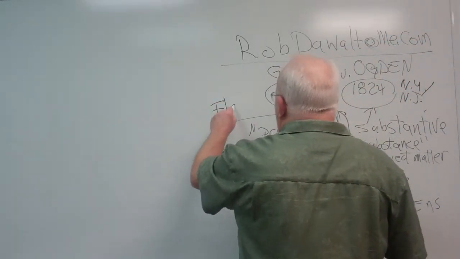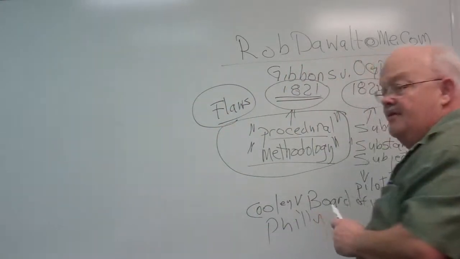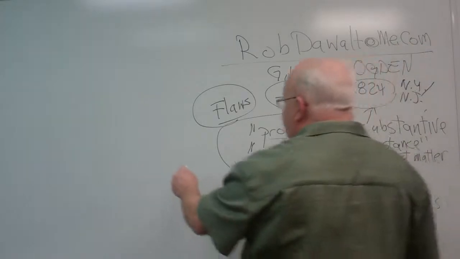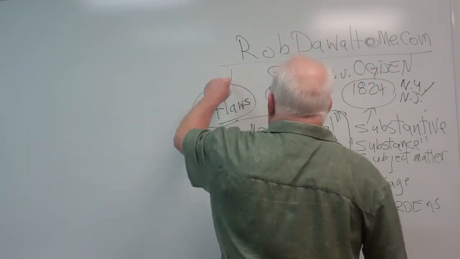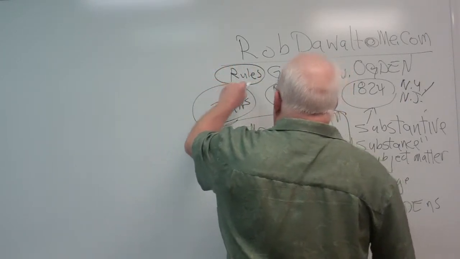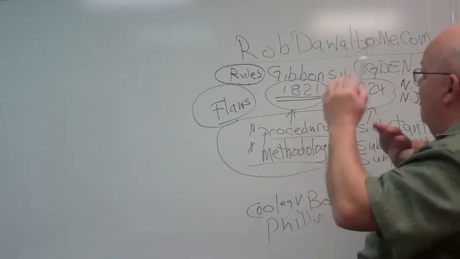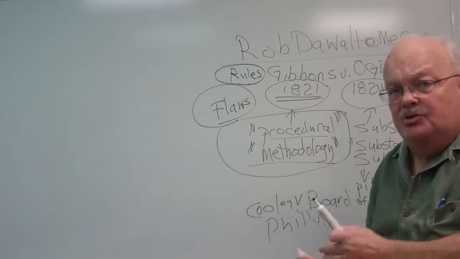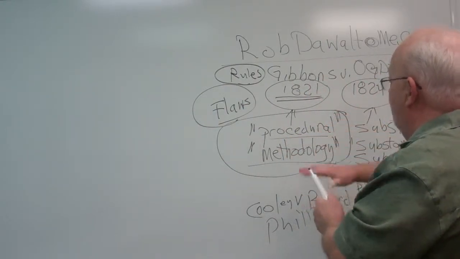Flaws. I'm not going to go into a lot of detail. What they're saying is they didn't follow the rules, the rules of the road. These apply to all cases. In all appeals, you have to do X, Y, and Z. That's what we mean by procedure or the method.